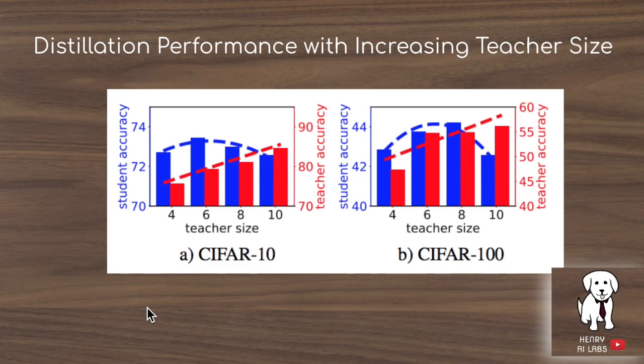The first table presented in the study demonstrates the phenomenon that as the teacher increases its size and its own accuracy, it doesn't really improve its ability to distill its knowledge into the student. So we see as the teacher goes from 4 layers, 6 layers, 8 layers to 10, the testing accuracy of the teacher is increasing, but the accuracy of the student network once this teacher is distilled into it is actually decreasing once it gets to 6 layers. And then a similar phenomenon is found in the CIFAR-100 dataset, except that at 8 layers it degrades.